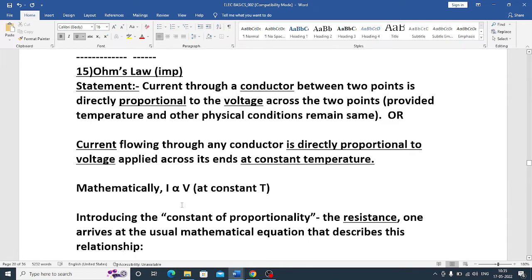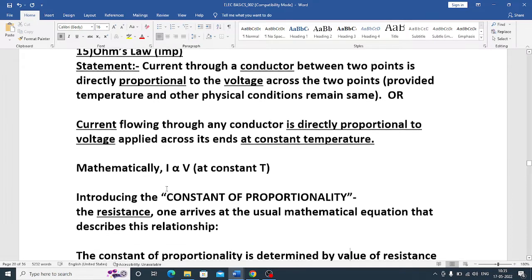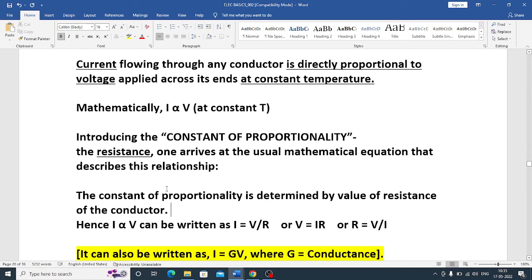So mathematically we say current is proportional to V at constant temperature. This constant of proportionality is called resistance. So we will write I is equal to V by R, or V is equal to IR.